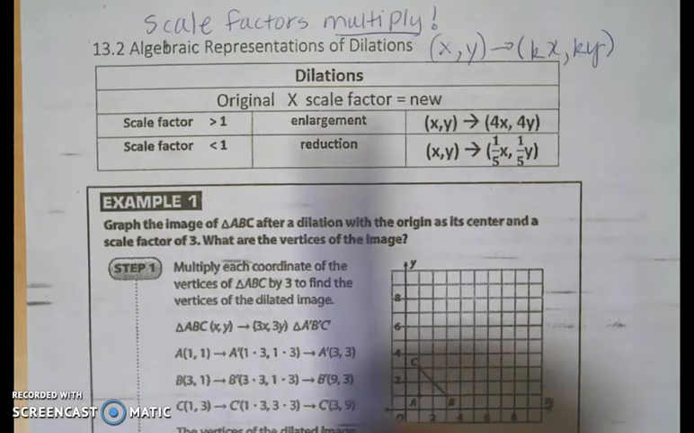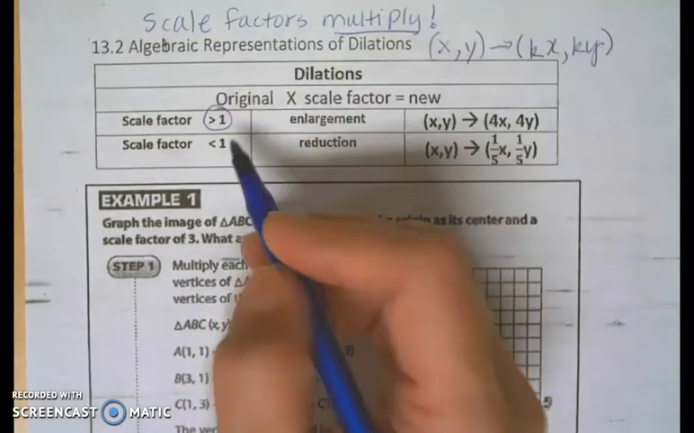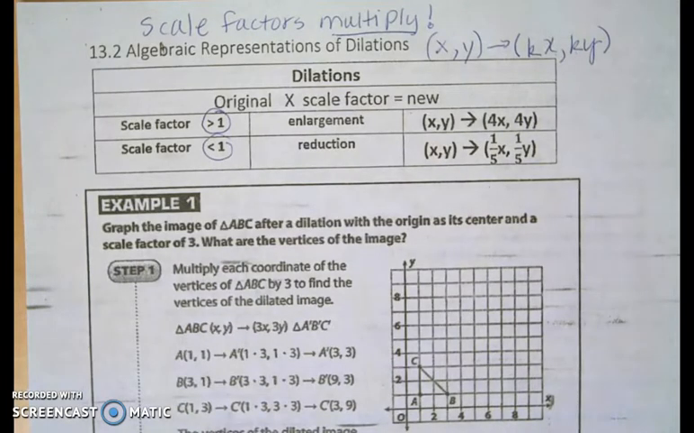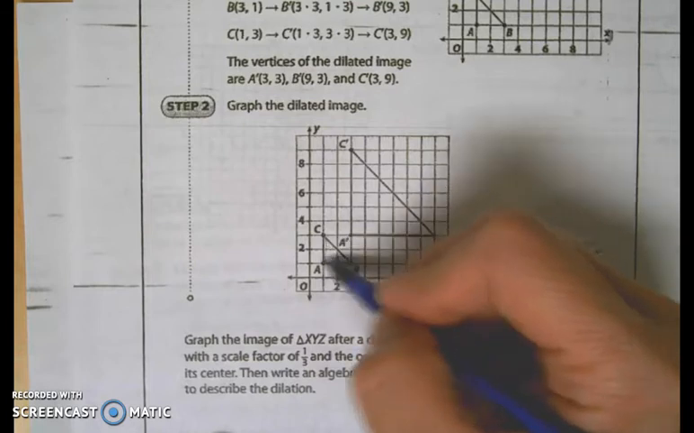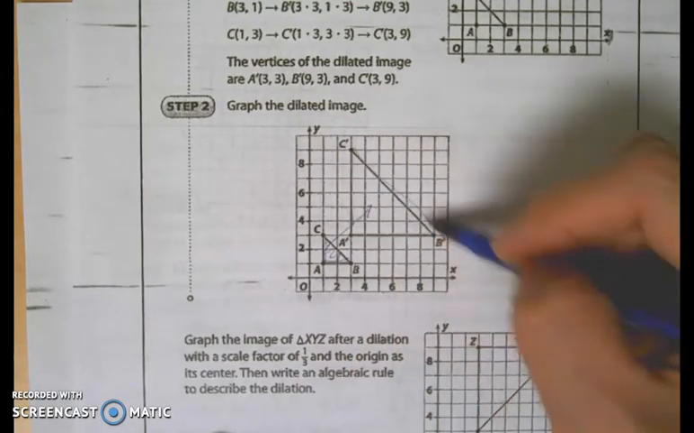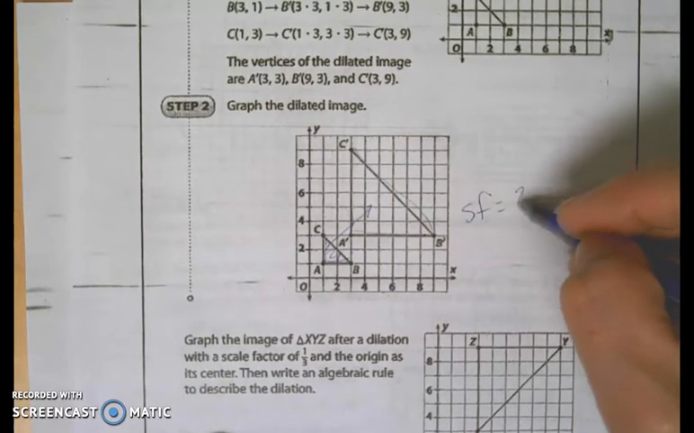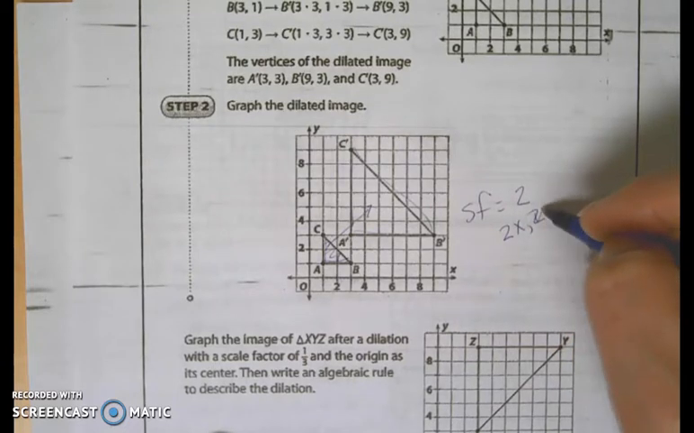When your scale factor is greater than 1, you're going to get an enlargement. And when your scale factor is less than 1, you're going to get a reduction. I'm going to show you what that means. Look at this example. We start out with a really small triangle, and then it dilates into this larger triangle. This scale factor was 2. Every single point of x and y got multiplied by 2.